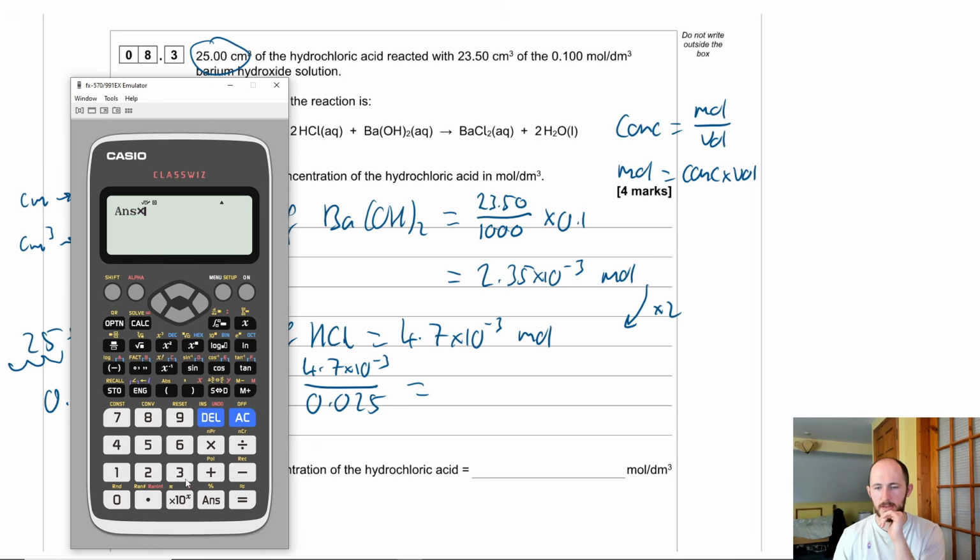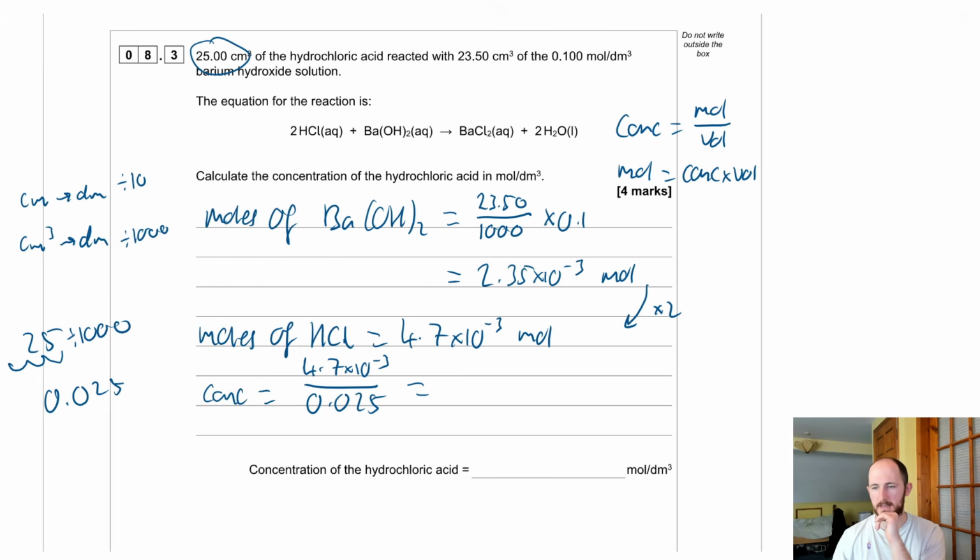So let's times up by 2 to get our 4.7 times 10 to the minus 3. Divide it by 0.025. We get 0.188 moles per decimeter cubed. So again, the tricky part here is definitely making sure that you have the right units, that you've converted them into decimeters. You could technically convert these into centimeters, but that's a bit harder.